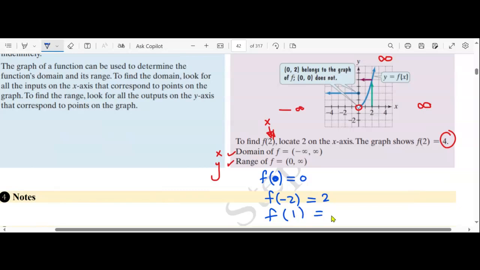How much is f of 1? 1, correct. How much is f of 1.5? How much? 1.5 means in here, right? So how much is this one? 2. Is this clear? Why is f of 0 equal 0? Because, yeah, why does f of 0 equal 0? The same.